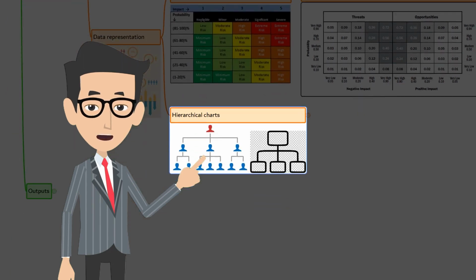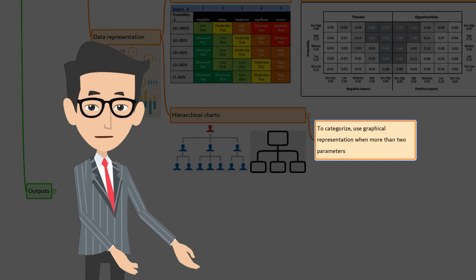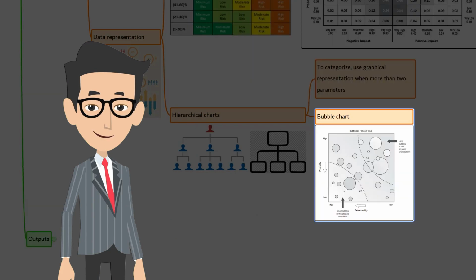Next, hierarchical chart, where risks have been categorized using more than one parameter. The probability and impact matrix or other graphical representations can be used to decide the category. For example, a bubble chart displays 3 dimensions of data where each risk is plotted as a disk, and the 3 parameters are represented by the x-axis, y-axis, and the bubble size.